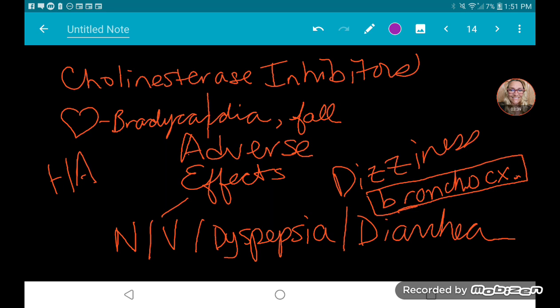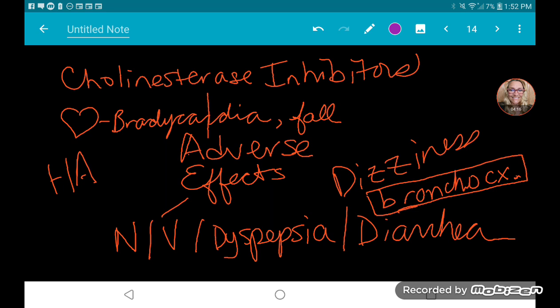It's important to remember the adverse effects of cholinesterase inhibitors. Since these are acetylcholinesterase inhibitors, they produce more cholinergic activity. That cholinergic activity is the activity that's over on the parasympathetic side. So the adverse effects usually have to do with that.